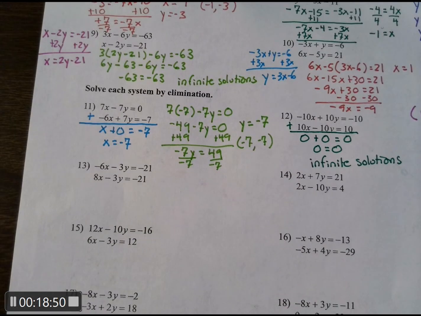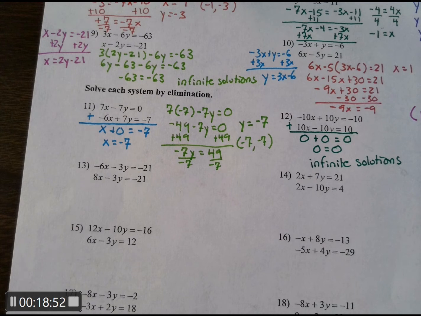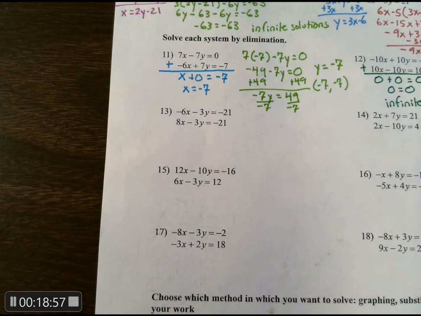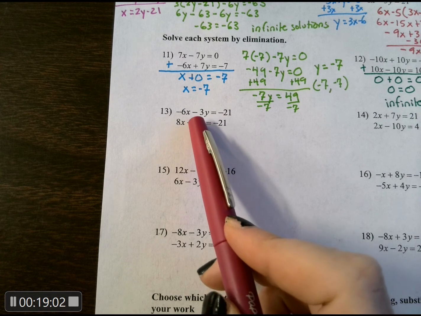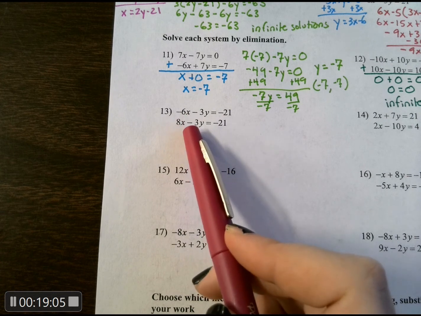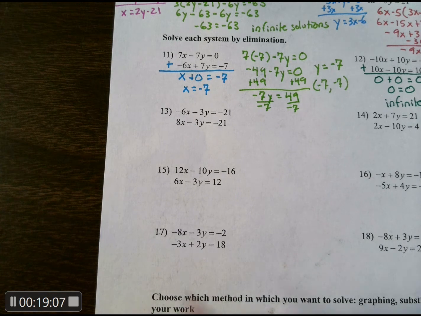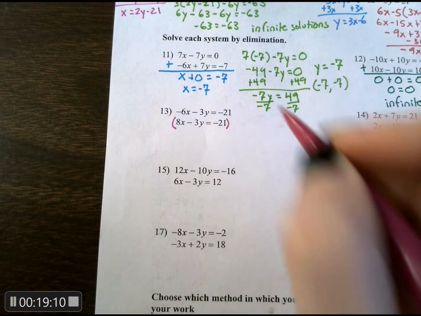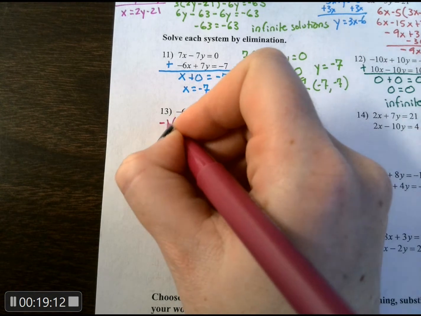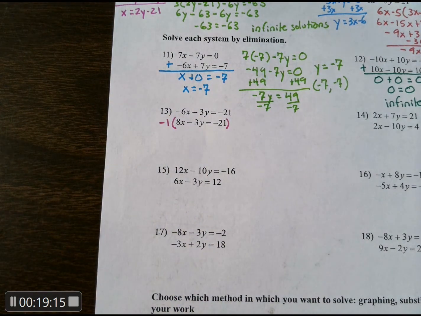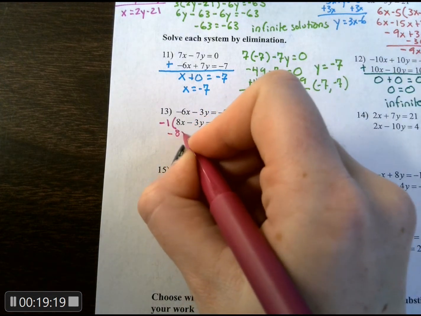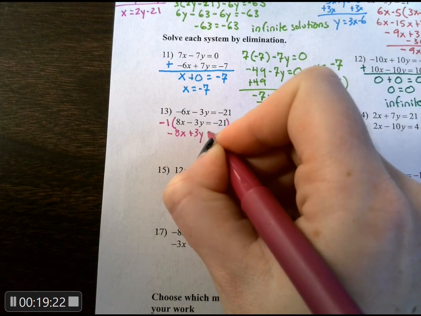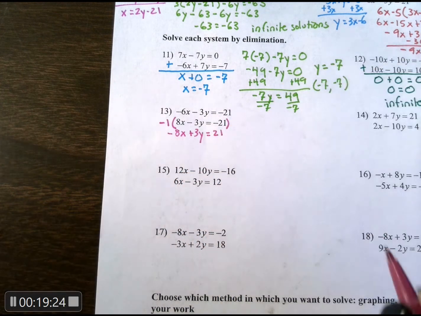All right. Next, we are going to look at 13. So check out 13. Our y's have the same number, but they also have the same signs. So we need to change our bottom equation so that they have different signs. So essentially what I'm doing is multiplying by negative 1. And so then that is going to be a negative 8x, a positive 3y, equals a positive 21.